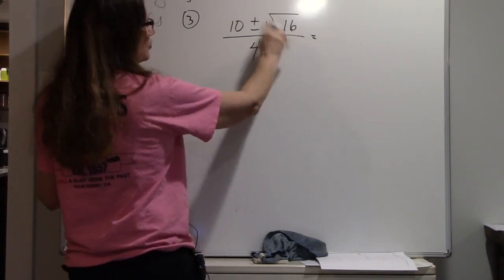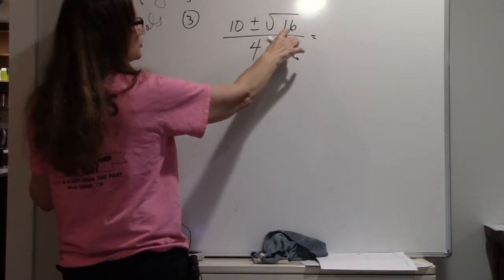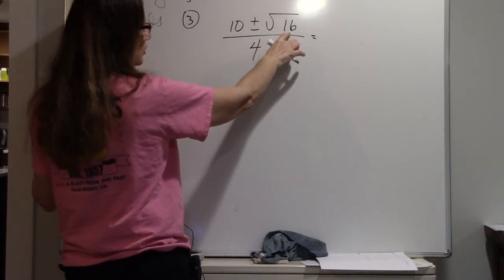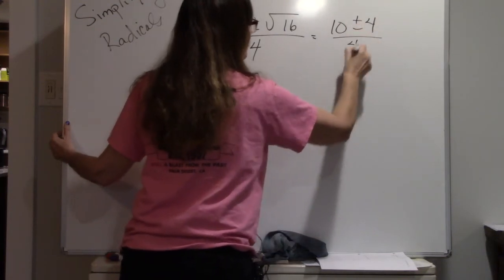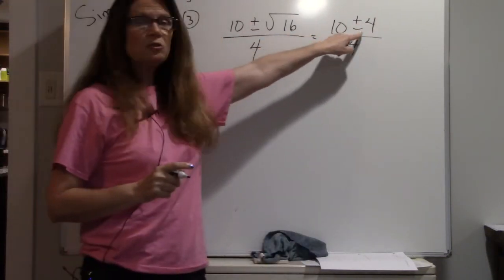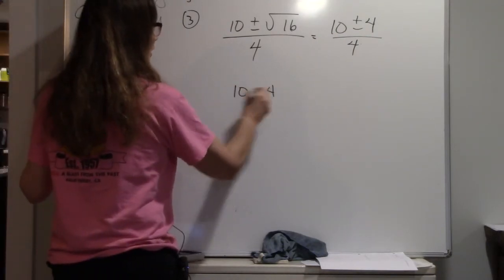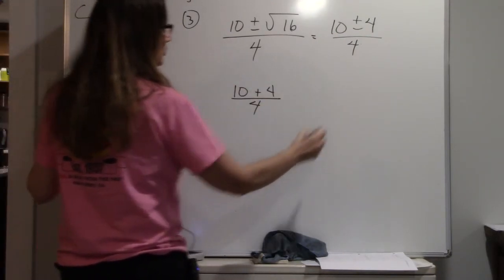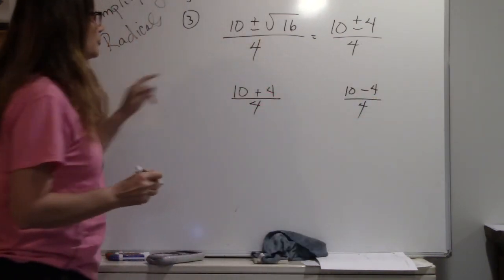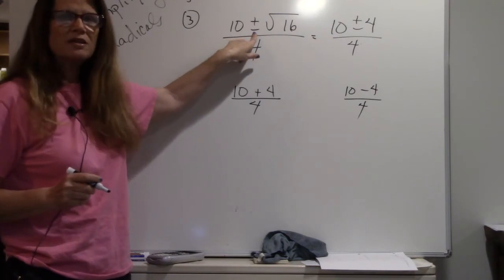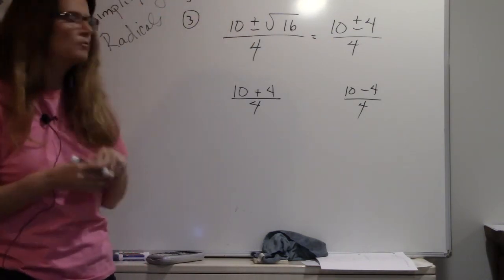Perfect square. So this one, there's not going to be a value left underneath the radical. Square root of 16 is 4. So it's 10 plus or minus 4 all over 4. So remember, this plus or minus, you have two answers. Two problems going on. You have 10 plus 4 divided by 4, and you have 10 minus 4 divided by 4. So anytime you see this plus or minus sign, just remember I have two things going on. I have the plus version and I have the minus version.